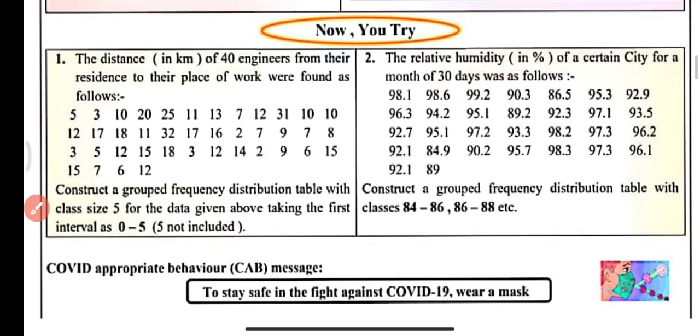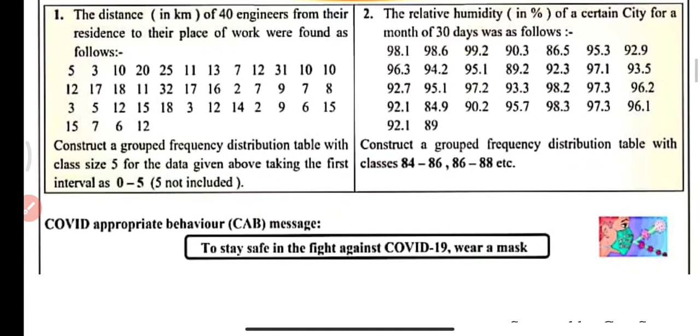You can see here the distance in kilometer of 40 engineers from their residence to their workplace were found as follows: 5, 3, 10, 20. So देखिए, 40 इंजीनियर्स की जो डिस्टेंस है उनके वर्क प्लेस से, सो हमें गिवन है: construct a group frequency distribution table with class size 5 for the data given above, taking the first interval as 0 to 5 and 5 is not included. So देखिए, अपर लिमिट जो हमारी यहाँ पर, इसको हम बोलते हैं अपर लिमिट.